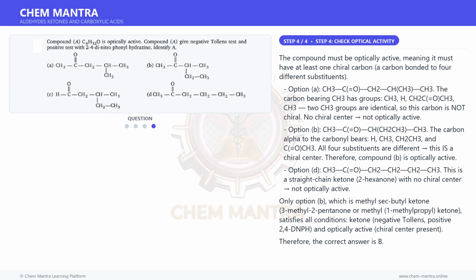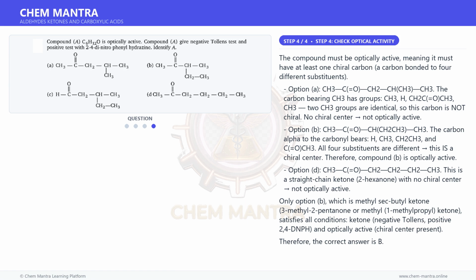Option B, CH3C=O CH(CH3)CH2CH3. The carbon alpha to the carbonyl bears H, CH3, CH2CH3, and C=O CH3. All 4 substituents are different. This is a chiral center.